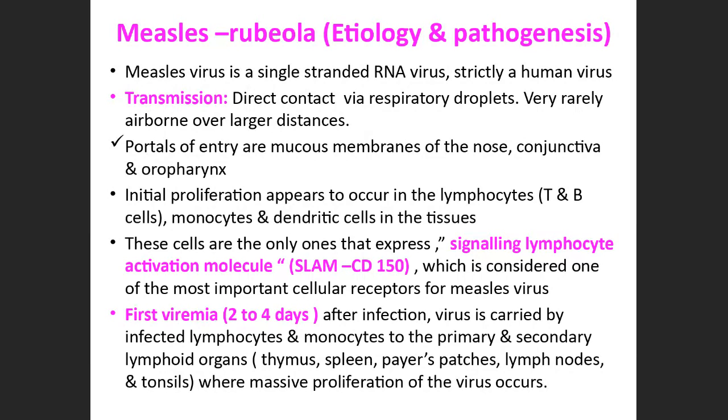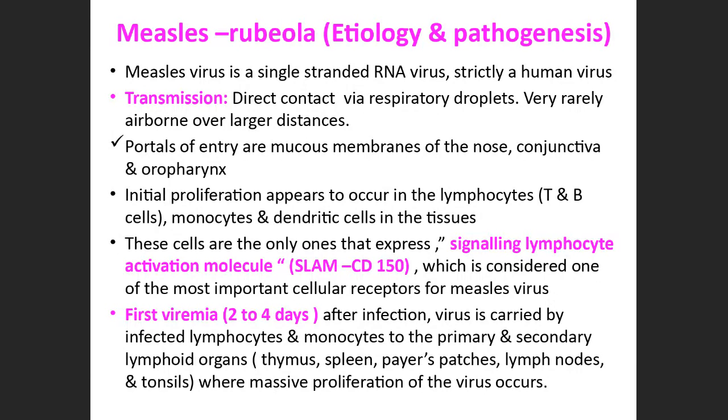After the virus enters through these mucous membranes, proliferation of the virus occurs in the T and B cells, monocytes, and dendritic cells in the tissues. These cells carry a specific cellular receptor for measles virus, which is known as SLAM CD150. SLAM stands for signaling lymphocyte activation molecule. So these cells carry these receptors which are specific for measles virus.